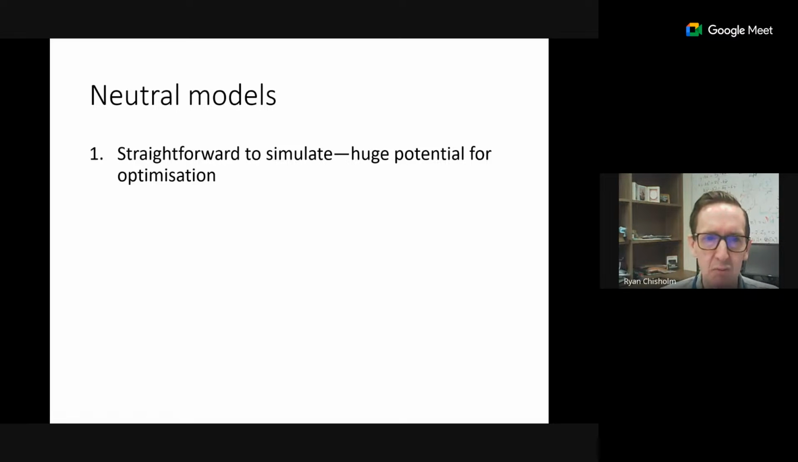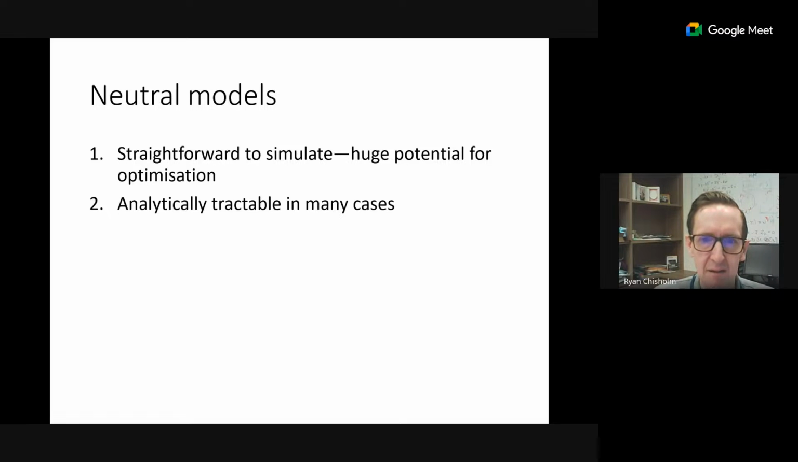So much of my career over the last, I'd say, 15 years has been focused on these kinds of models. And the individual-based models are great for a few reasons. One is they're straightforward to simulate. I imagine many people listening could code up a basic version of this in a few minutes. And there's actually huge potential for optimization, and I'll talk about that a bit later.